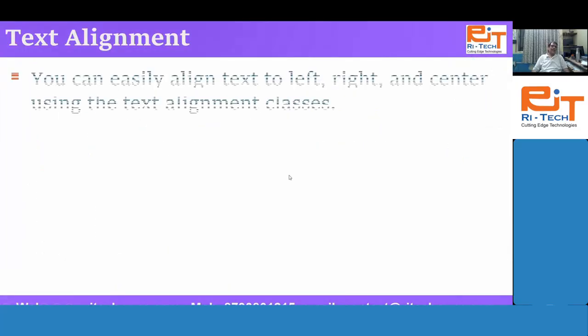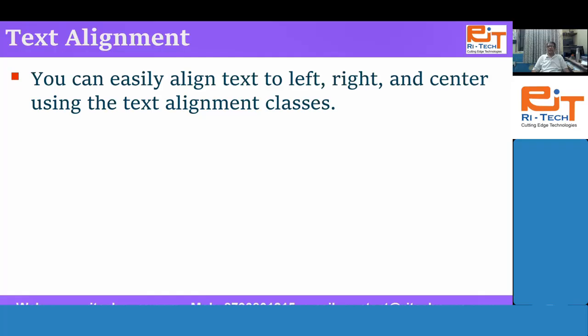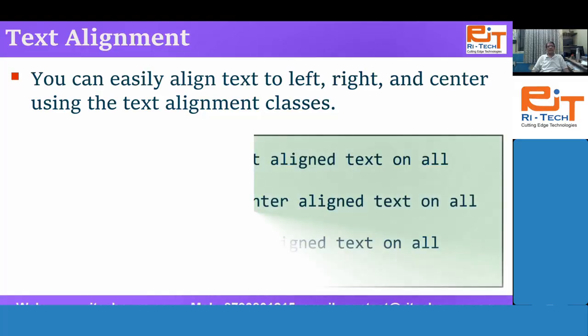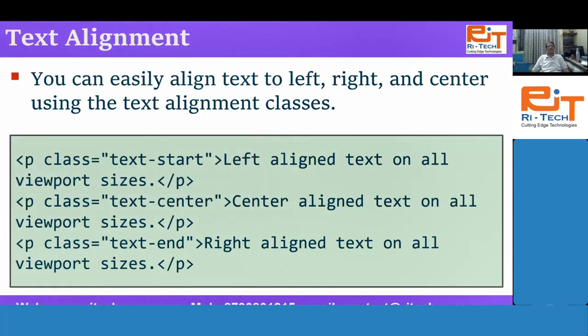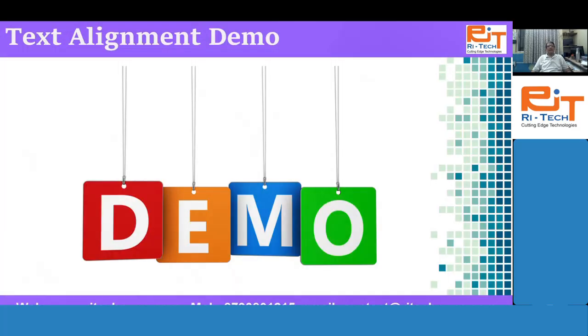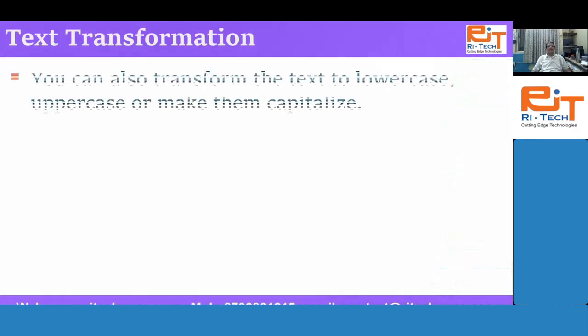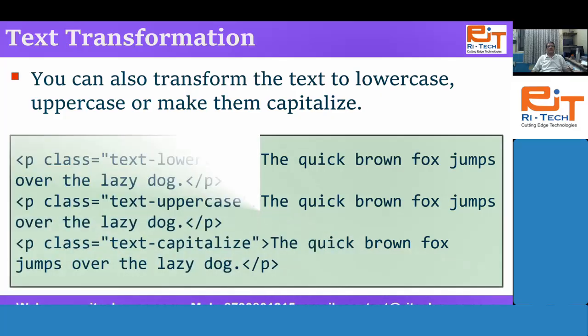So here, text alignment. So you can easily align the text to left, right, center using the text alignment classes. So text को आप easily align कर सकते हैं left में, right में, center में using text alignment classes here. तो text start में आएगा, center में आएगा, end में चला जाएगा. Now you can also do the text transformation. So you can do entire text in lowercase, uppercase, capitalize.